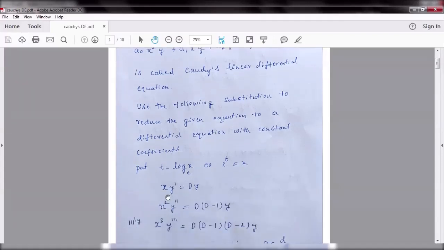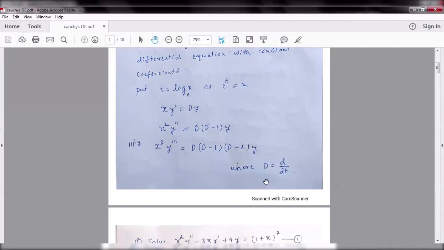So the derivatives will be: x y' becomes Dy, x² y'' becomes D(D − 1)y, and x³ y''' can also be written as D(D − 1)(D − 2)y, where D is d/dt, because the independent variable x has been replaced by another independent variable, that is t.